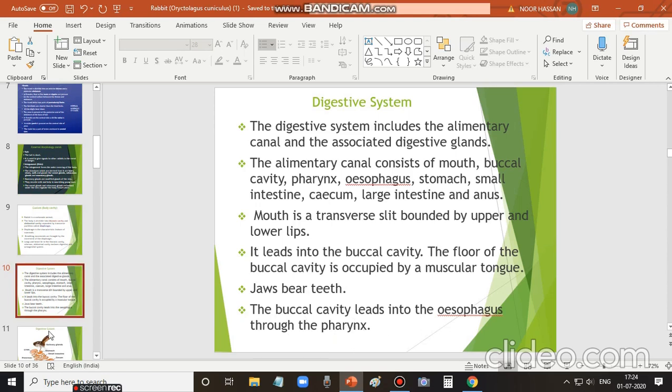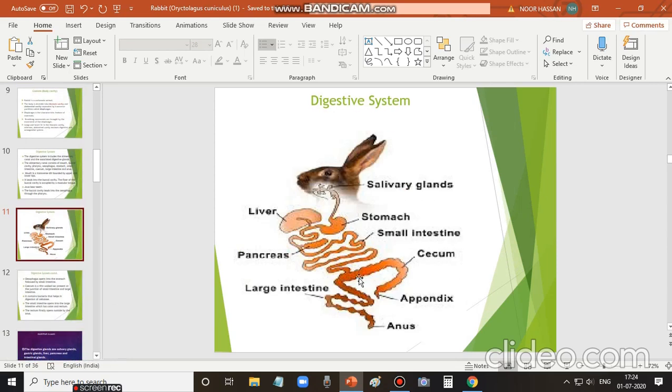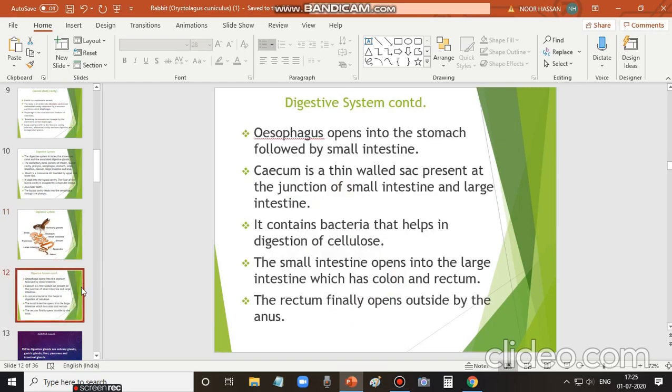This is the diagram to show the different parts of the digestive system. As I said, the whole of the digestive system can be divided into the alimentary canal and digestive glands. The alimentary canal includes the mouth, then the buccal cavity, a cavity inside the mouth, then pharynx, then this part called esophagus, then stomach, small intestine, then this part called cecum, large intestine, and anus. So we'll continue with discussing the digestive system.